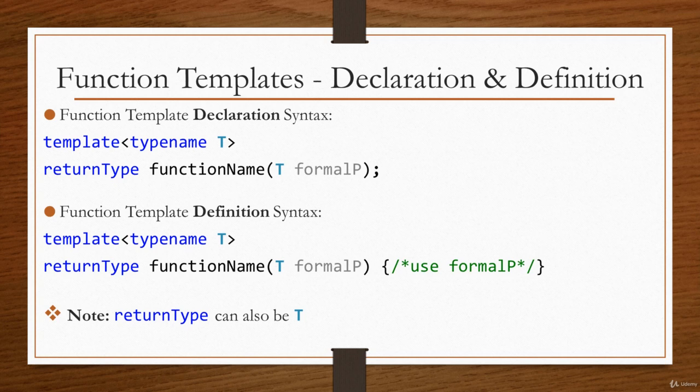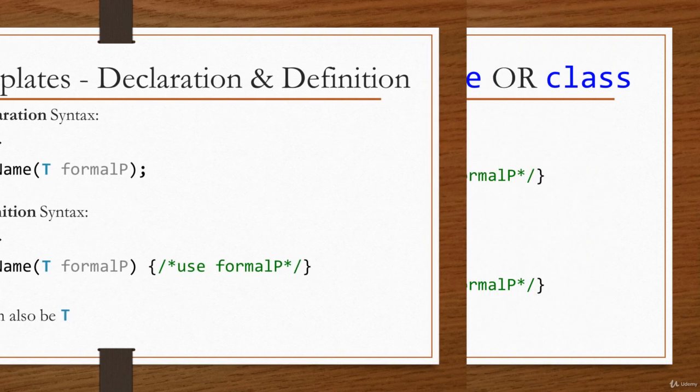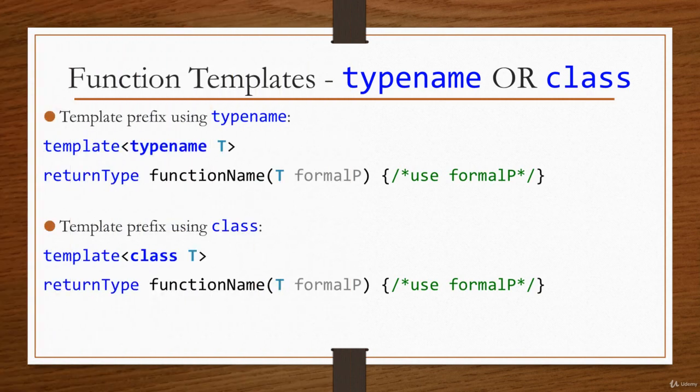As I mentioned previously, the return type of your function can also be the type parameter. So in this example, the type parameter is T. You can actually have multiple type parameters, but we'll talk about that later on in the video. I would like to mention in the function template prefix where you specify the type parameters, you can use either the typename keyword or the class keyword. I prefer the typename keyword, but it's very common to see the class keyword being used here.